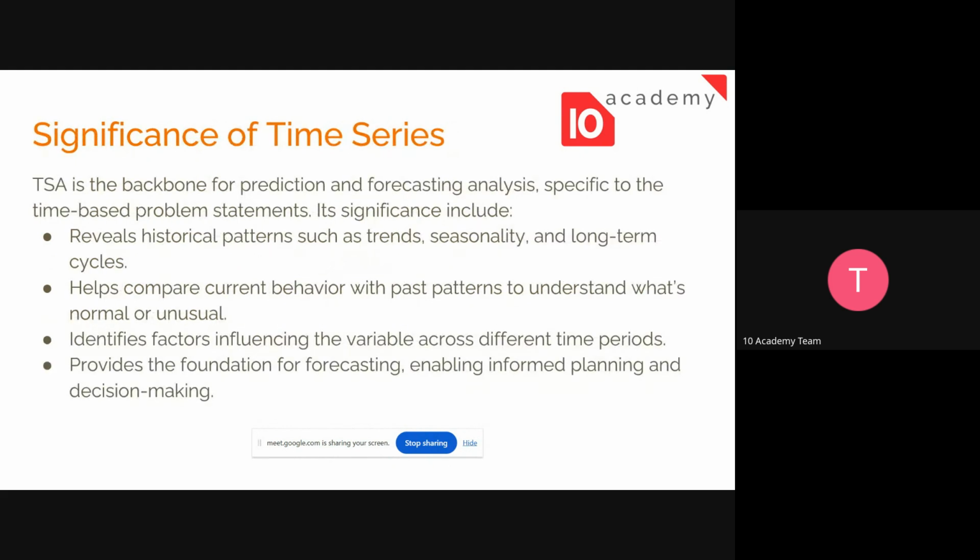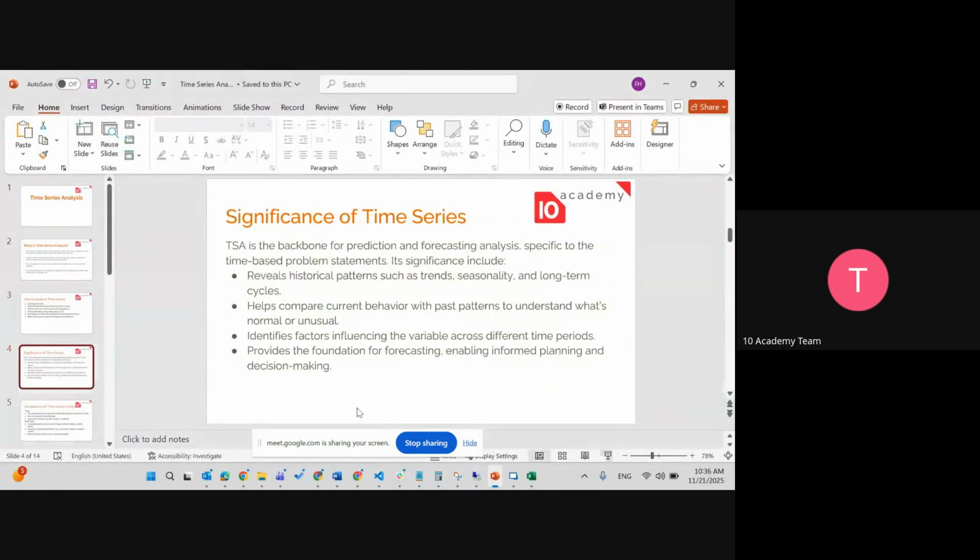So what is the significance of time series? Time series is the backbone for prediction and forecasting analysis. Specific, I'm sorry, one moment, guys.